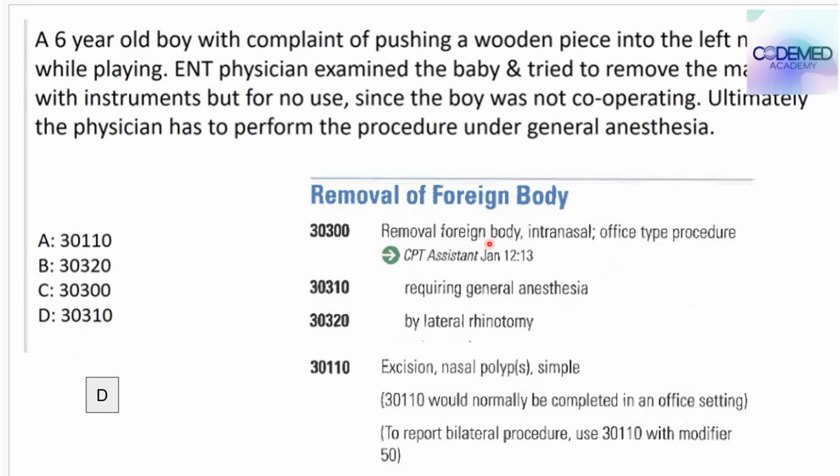30300 is the removal of a foreign body intranasal, but an office type of procedure. And 30310, it is an indented code which talks about requiring general anesthesia. So I will read: removal of foreign body intranasal requiring general anesthesia. And that's what happened in our patient, and that's why we zeroed in on the answer D.